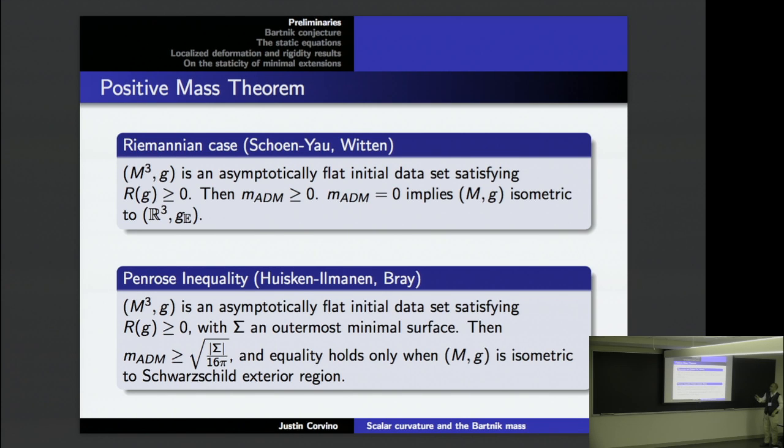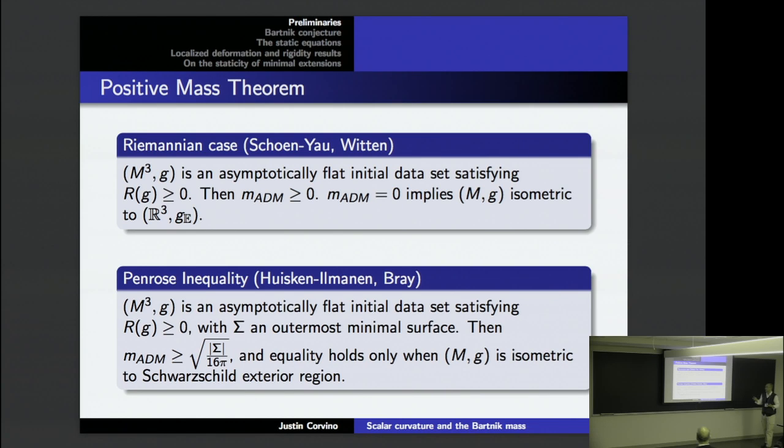Then, and the scalar curvature is non-negative, dominant energy condition, then the ADM mass is non-negative, and the rigidity case is in the flat case. So when you have mass 0, you have Euclidean space. So we'll be dealing with extensions of a region and possibly allowing the boundary of the region to be minimal.